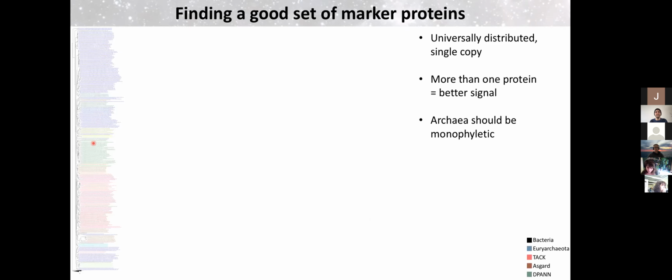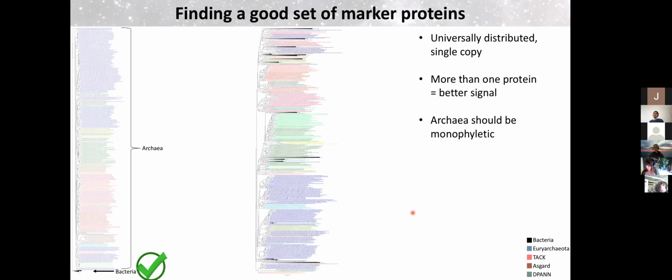In the color code, the four colors depict the four major lineages in the archaea. And on the bottom here, you have the bacteria. We can see archaea and bacteria clustered apart, so archaea are monophyletic. That's what we want for our trees. What we don't want is something like this. You can see here that bacteria are intermingled within the archaea, so they are not monophyletic. So this is not a clean phylogenetic signal. Well, it's still a phylogenetic signal, but it's affected by a lot of horizontal gene transfers. That's nothing we want. Also, what we don't want is a lot of transfers within the archaea.